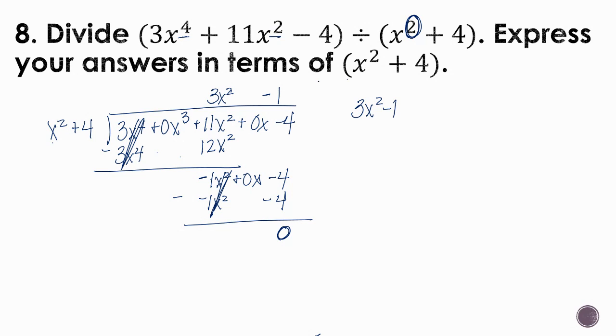Now, when it says express your answer in terms of x squared plus 4, what that means, let's say you did negative 4, whatever, and you got a remainder of 8. Instead of writing R8, we would write our answer as 3x squared minus 1 plus 8 over what we were dividing by, x squared plus 4. This is writing it in terms of x squared plus 4. That's what that means, okay? So if you have a remainder, don't forget to put it over whatever you were dividing by. That's a really important piece.